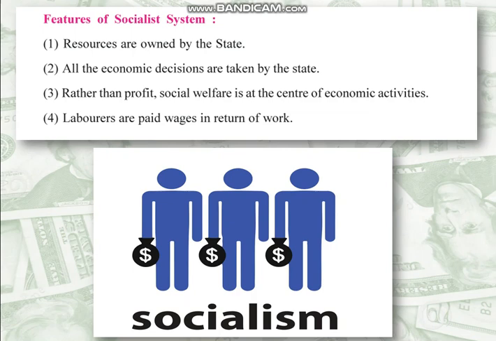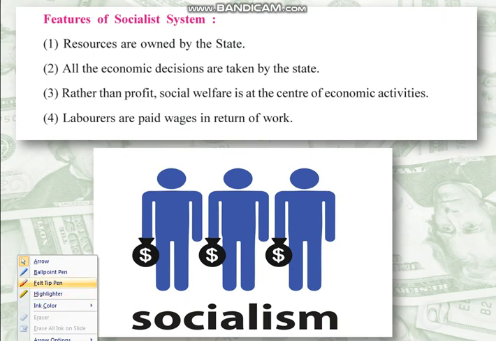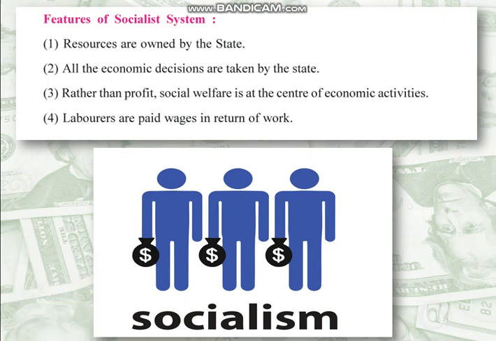Now let's see the features of the socialist system. Resources are owned by the state. See, this we already saw. Resources are owned by the state, which means the government.